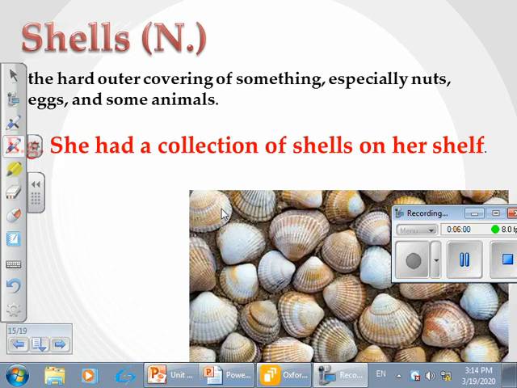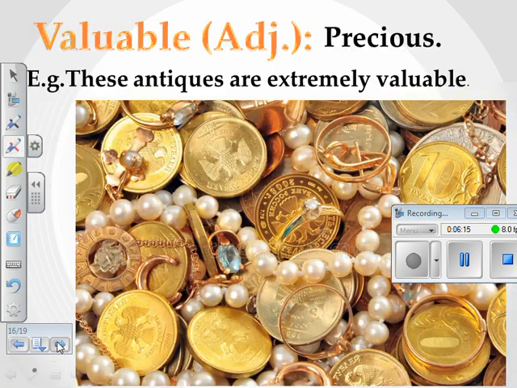Shells, the hard outer covering of something, especially nuts, eggs, and some animals. She had a collection of shells on her shelf. Valuable, when I describe something, of course this word is an adjective. When I describe something that is precious, I say valuable. These antiques are extremely valuable. They are very expensive. They have a very big value.